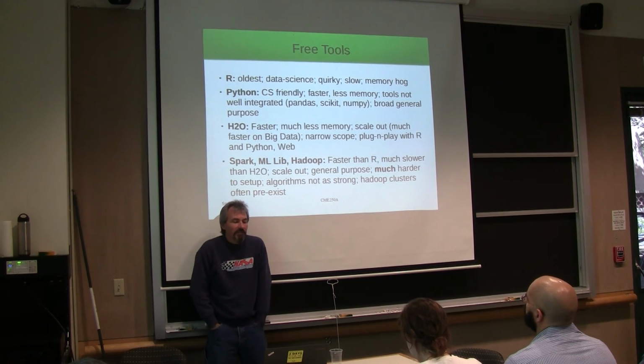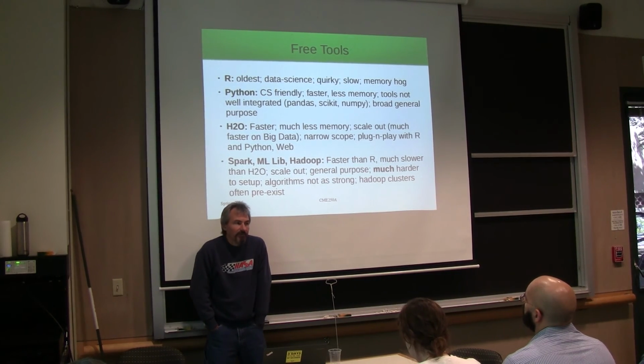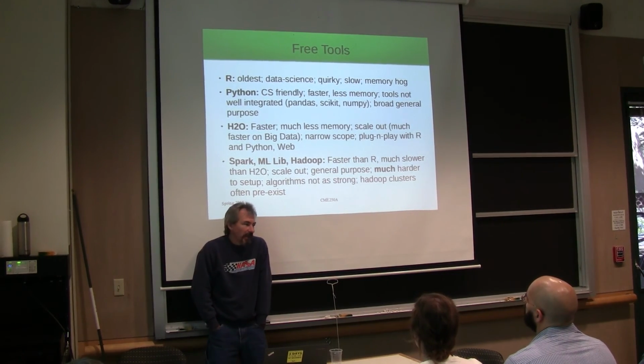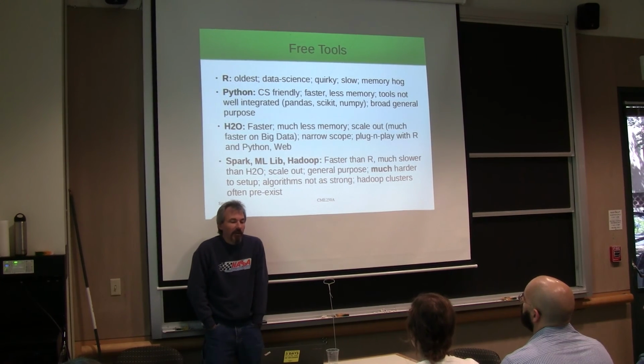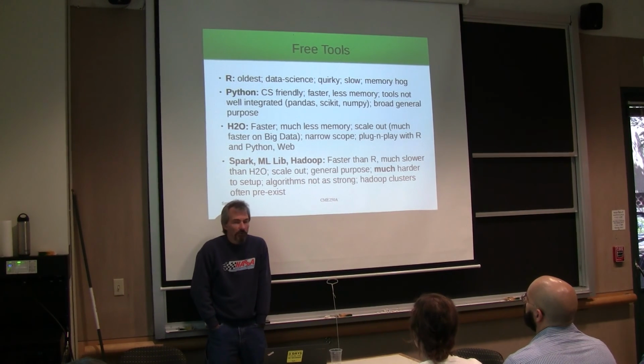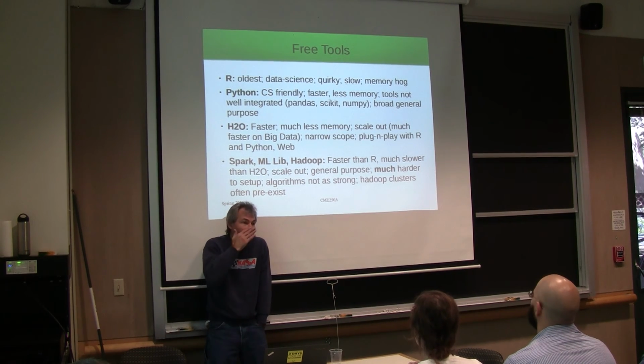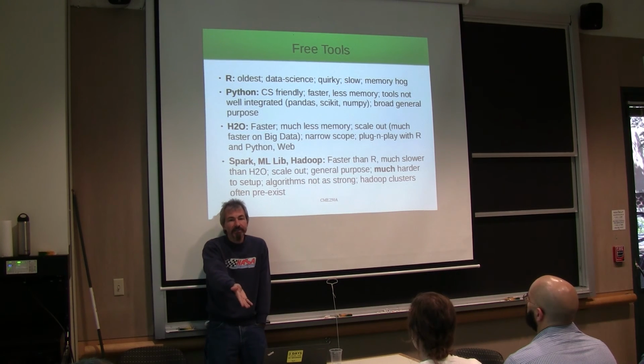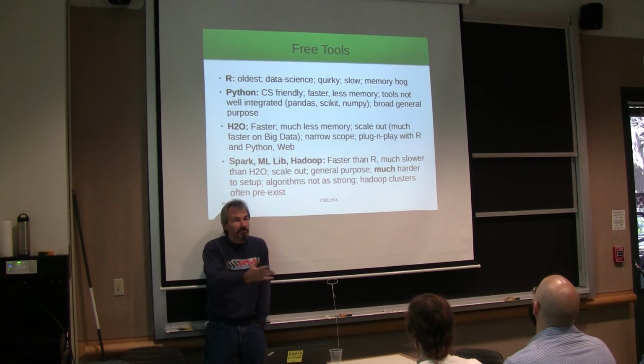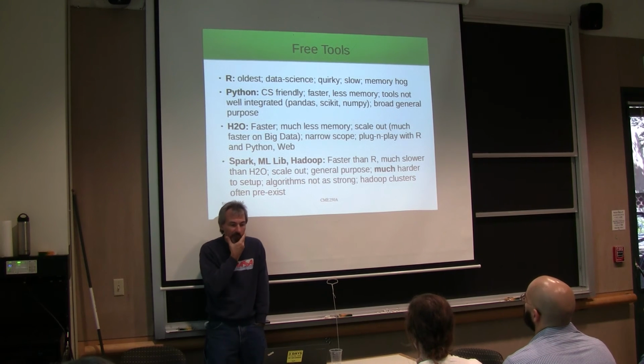H2O is much faster and uses much less memory than either of those two. In addition, it will scale out. Much less memory is on the order of 10x or less, so you can handle data sets about 10x bigger. If I said a million rows, I'd probably kill R here. That's probably a few megabytes. But I can easily do several gigabytes on my laptop here. It's a 12 gig laptop. I can load in an 8 gigabyte on-disk data set and have it do something useful. So it's substantially less memory.